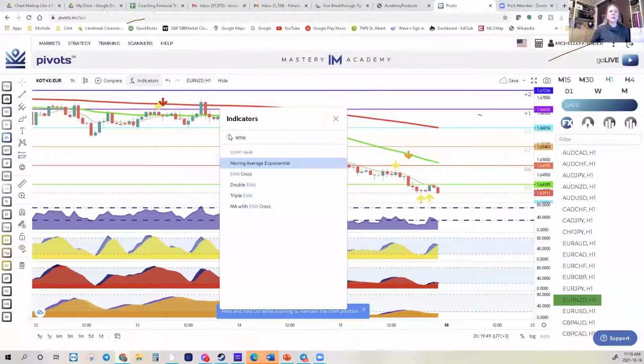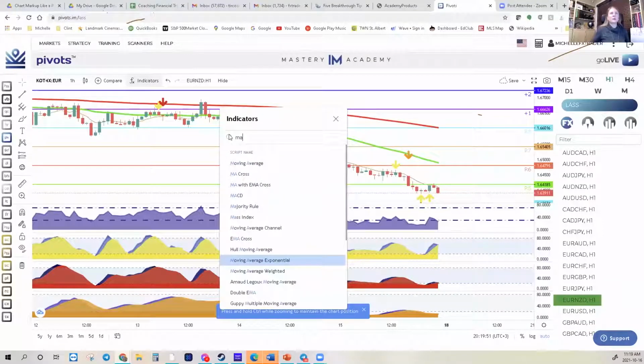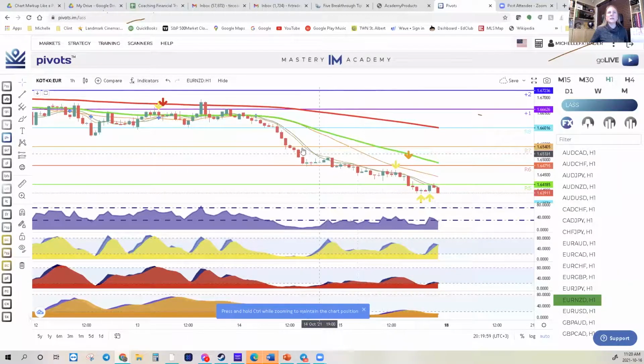So if I wanted to add an MA cross now, you can see it just added two thin little lines, and I'm going to add a second one, and now it's thicker. Okay, so these lines are here. You just have to find them. Sometimes if you've got a lot of stuff going on, they might be really hard to see.